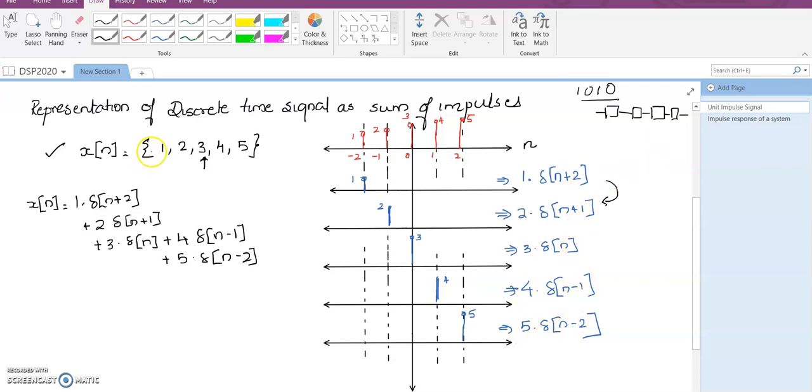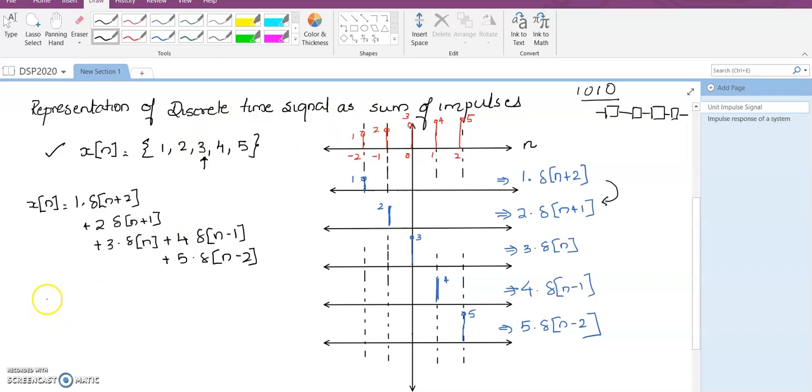So since they are independent from one another, when we combine all of these signals or impulses together, we get this particular thing. That is why we can write x of n is equal to 1 dot del of n plus 2, plus 2 dot del of n plus 1, plus 3 dot del of n, plus 4 dot del of n minus 1, plus 5 dot del of n minus 2. Now, that is the concept, representation of a discrete time signal as a sum of impulses.